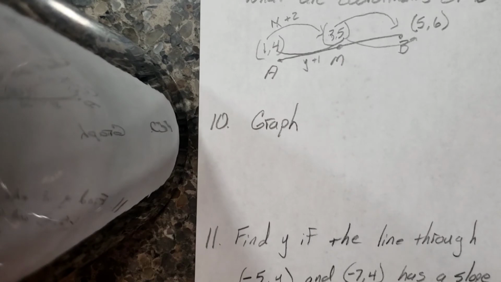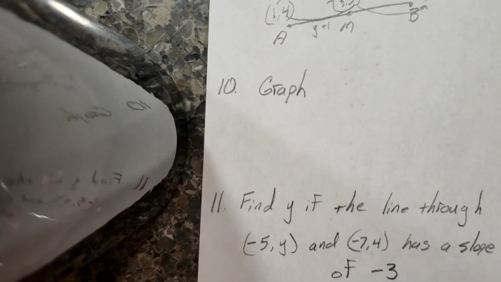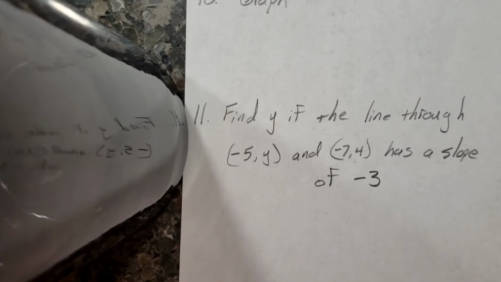Number 10, I'm going to hold off on right now. If you look, number 10 asks for the perimeter of a triangle. 15 asks for the area. They're actually the same triangle. I've done that out on graph paper. So I'll do 10 and 15 together at the end. We're going to move on to number 11. Find y if the line through point -5, y and -7, 4 has a slope of -3.